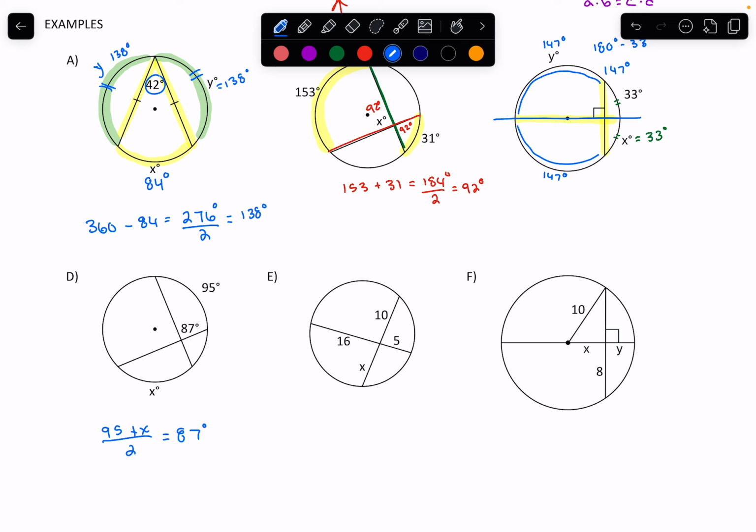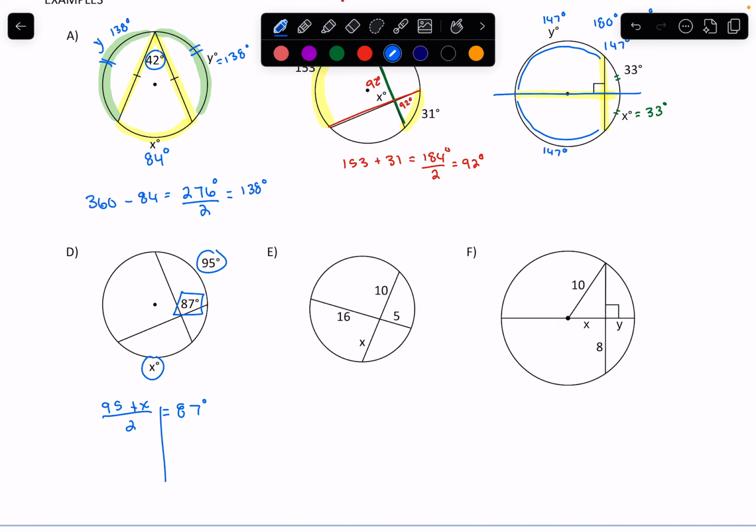That's what that rule says. If I take this arc and this arc, add them together, and divide by 2, that gives me this angle right here. So 95 plus x divided by 2 equals 87. Then I've got to do a little bit of railroad track stuff to get my x alone. I'm going to multiply by 2, so 95 plus x equals what? 174 degrees. Yeah, that looks right. 174 degrees.